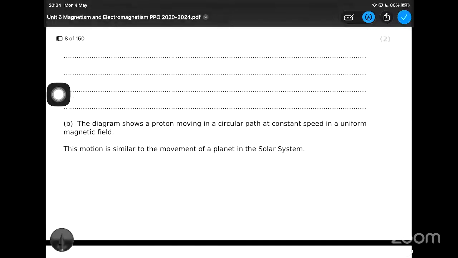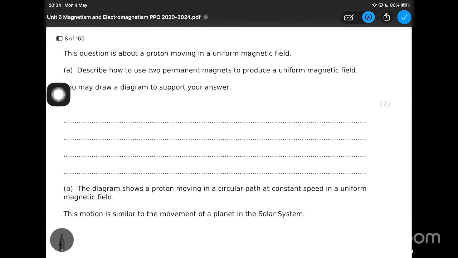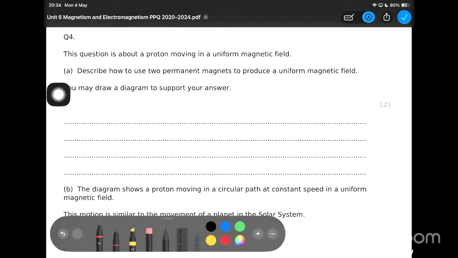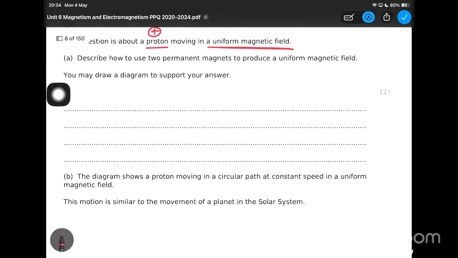So once you get the hard copy, then you can try these questions, right? So here the question number one. This question is about a proton moving in a uniform magnetic field. So underline the most important part. So we are dealing with a proton in a uniform magnetic field. Describe how to use two permanent magnets to produce a uniform magnetic field. You may draw a diagram to support your answer.